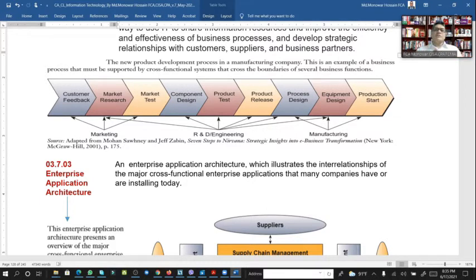This is the part of the engineering and research and development work, where market research is included. Market research also works for marketing as well as research and development. And then if we see the process design, equipment design, and production start, this is manufacturing. So equipment design and process design are also part of research and development. So these are the cross-functional activities.